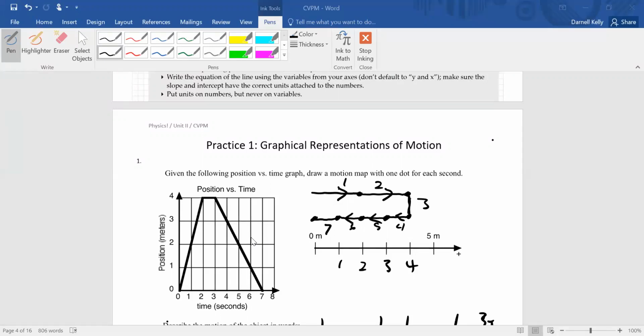Okay, so from 0 to 2 seconds, what is the velocity? Let's go with 2 meters per second. Absolutely right, 2 meters per second. Does anybody not see that? Okay, so we have velocity, delta x over delta t, which is the slope. m equals change in y over change in x, rise over run.